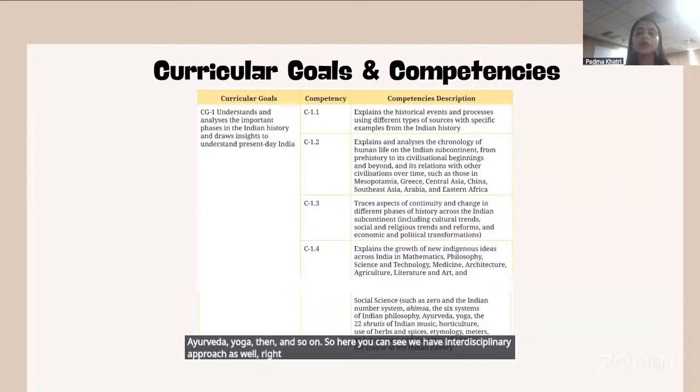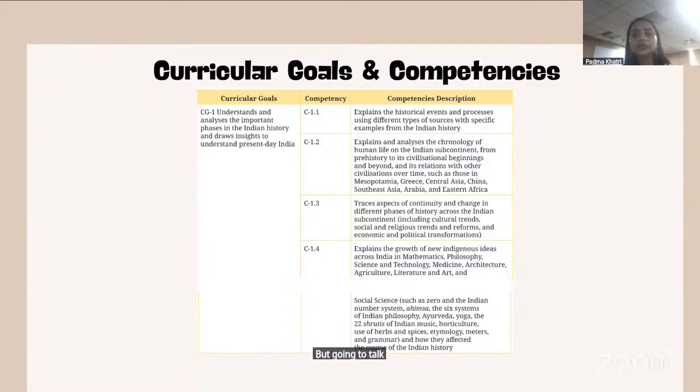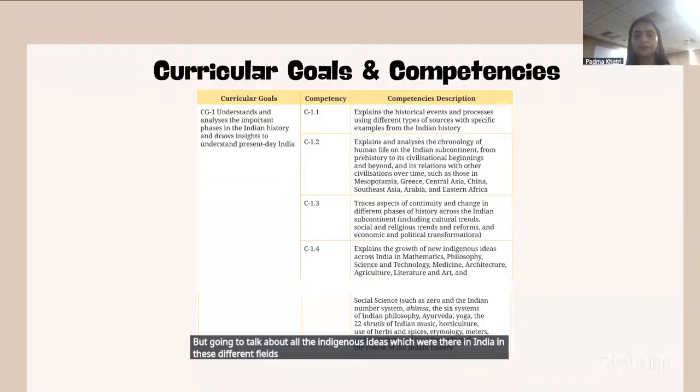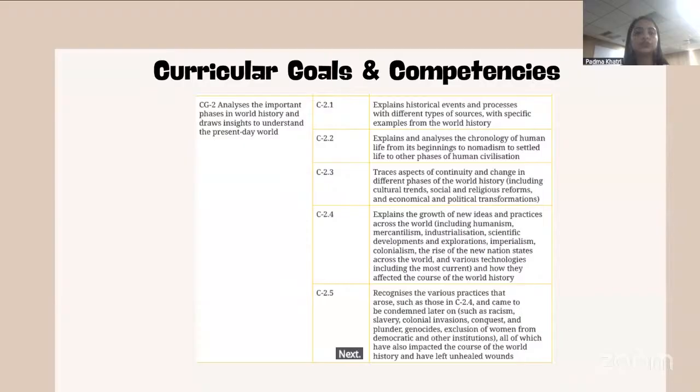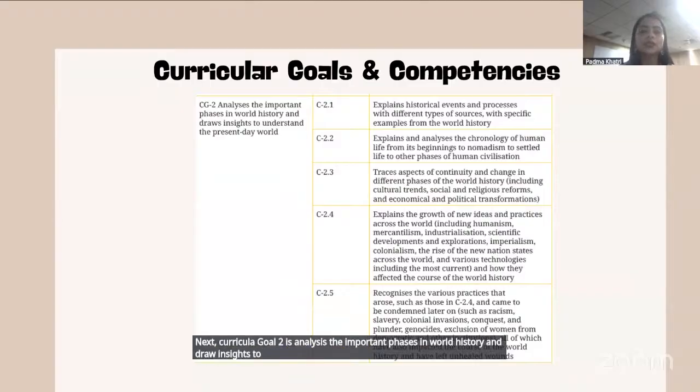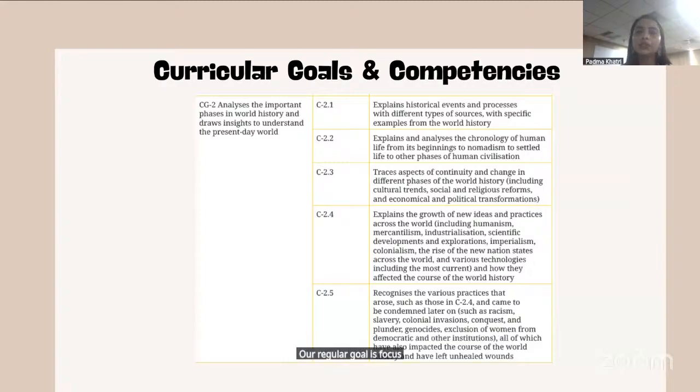Here the students are not going to talk about social science only, but going to talk about all the indigenous ideas which were there in India in these different fields. Next, curricular goal 2 is to analyze the important phases in world history and draw insights to understand the present day world. So here you can see that this curricular goal is focusing on understanding world history.